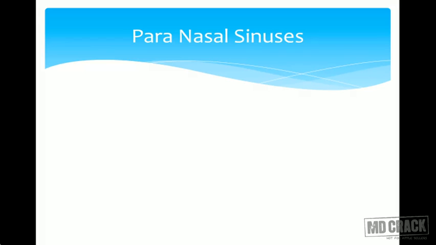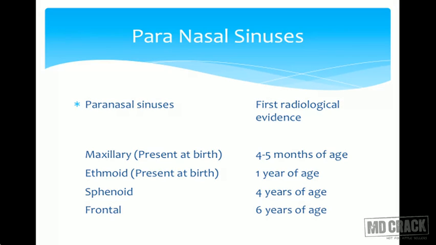Now we move on to the paranasal sinuses. There are 4 paranasal sinuses: maxillary, ethmoid, sphenoid and frontal. Out of these 4, the maxillary and the ethmoid are present at birth, while the sphenoid and frontal develop later. So this can be asked as an MCQ. Now, the first radiological evidence of the maxillary sinus occurs at around 4 to 5 months of age, of ethmoid at 1 year of age, then sphenoid at 4 years and finally frontal at 6 years of age. So up till 6 years, the frontal sinus will not be seen in X-rays.